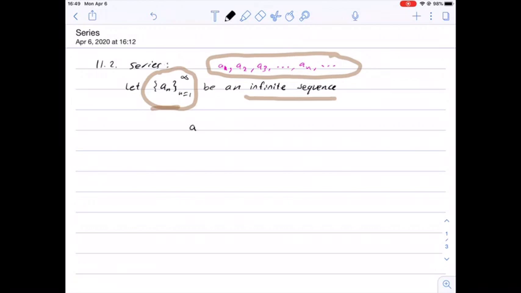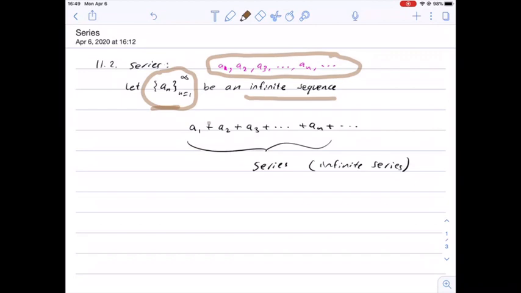This is called a sequence. Now if we are interested in finding the sum, or writing this as a sum of terms, then we call this a series, or infinite series. As you can see here, we have addition, or sum, instead of having commas between terms. Now this is the series.